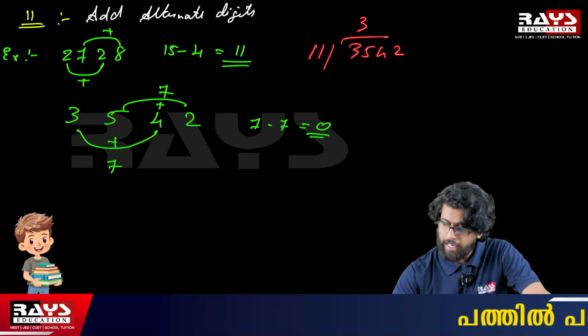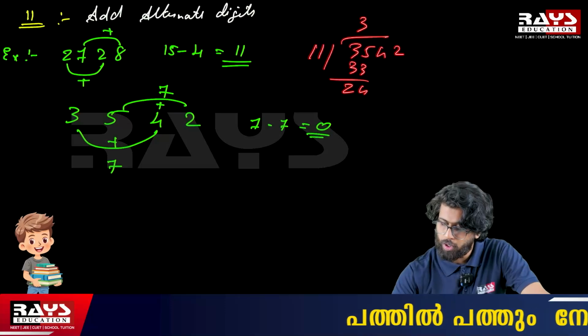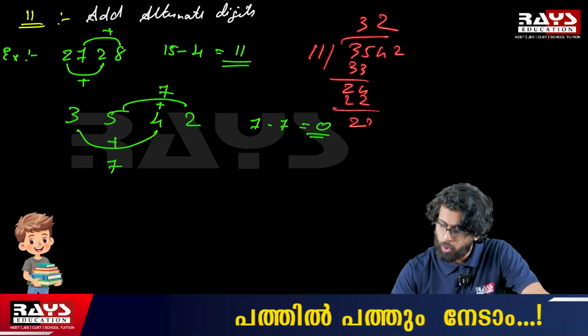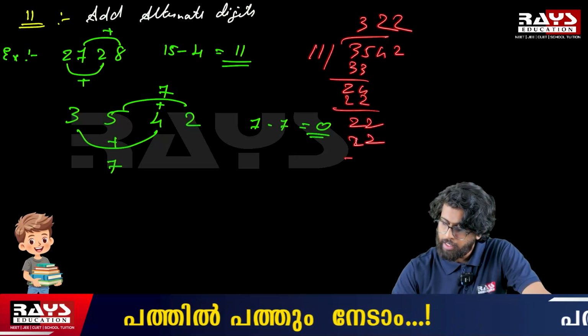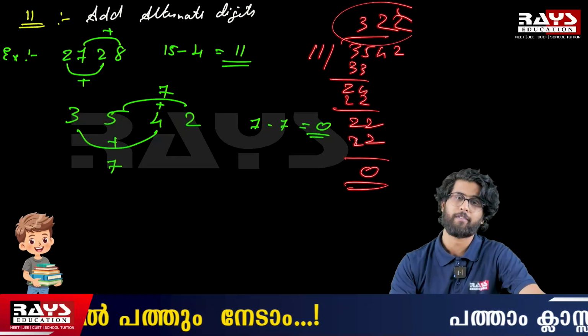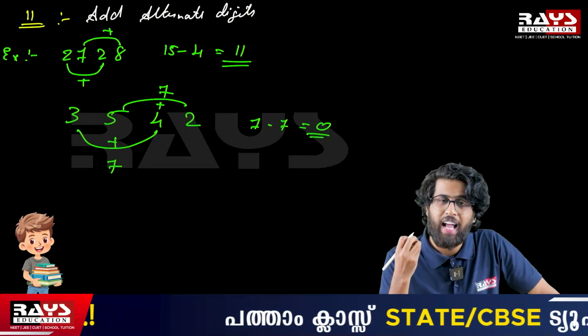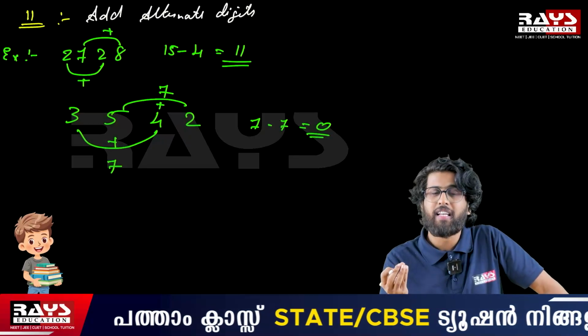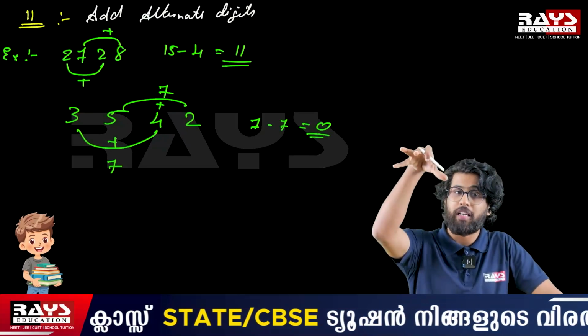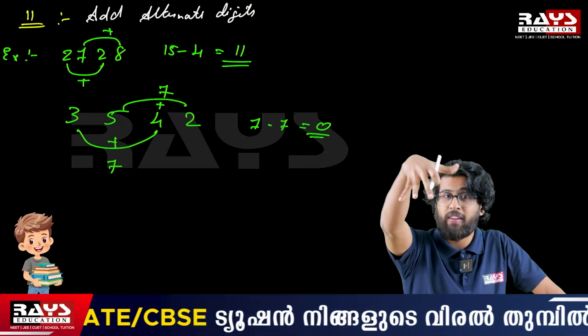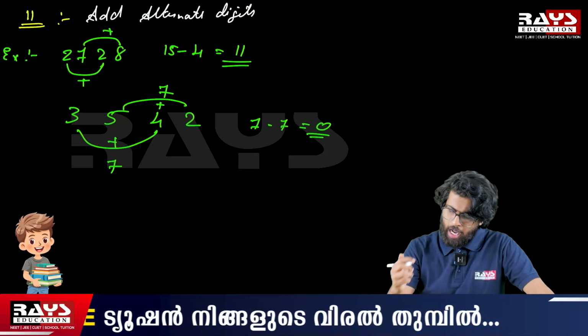3 times 11 is 33. The remaining is 2, 4, 2, that is 22. Remaining 2, 2, that is 2 times 22, 0. So that is 322 times. So what I told, if the answer comes as 0, or if the subtracted answer comes as a multiple of 11, then we can say that the given number is a multiple of 11 or divisible by 11. Clear?